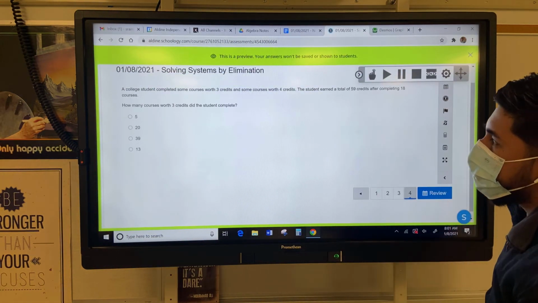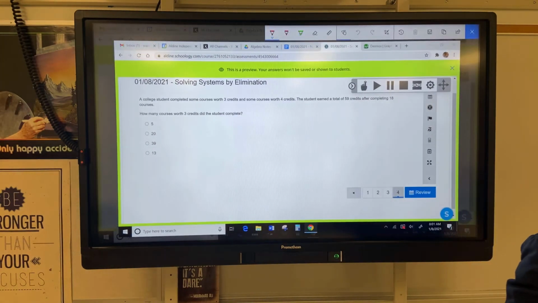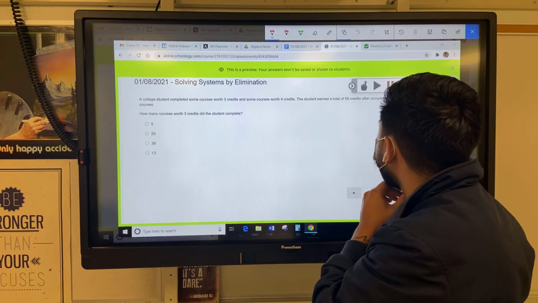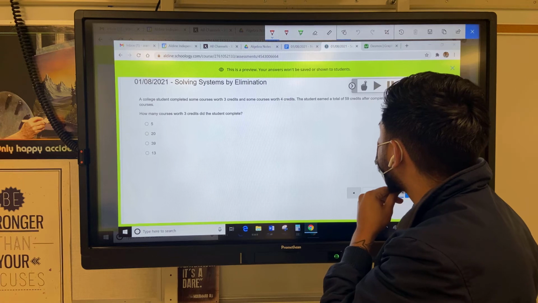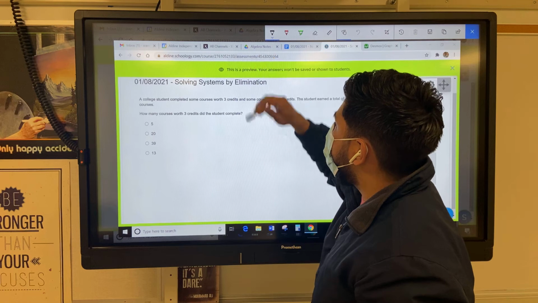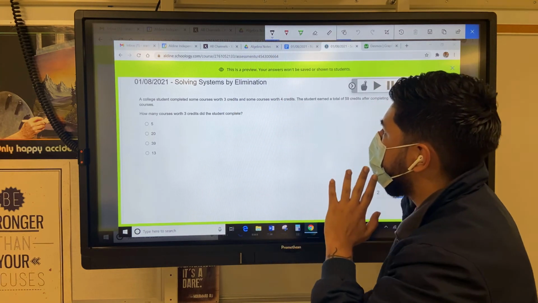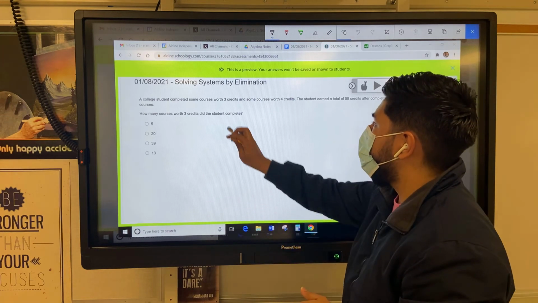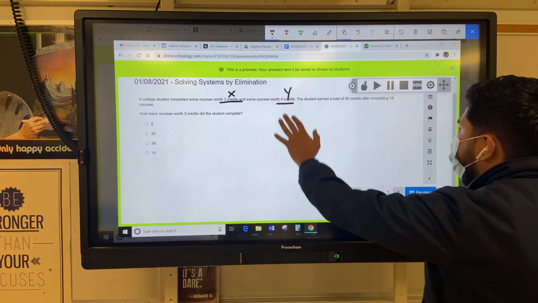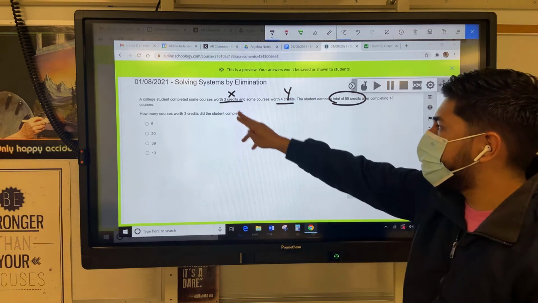And the last one, let's see what's up. This one's very different. Got to help you out with this one for sure. So right here it says 3 credits. See, right here it says 3 credits and 4 credits. Those are college courses. So this whole thing is X. This whole thing is Y. They're 2 different sets of credits, and they did a total of 59. So this is your first equation.